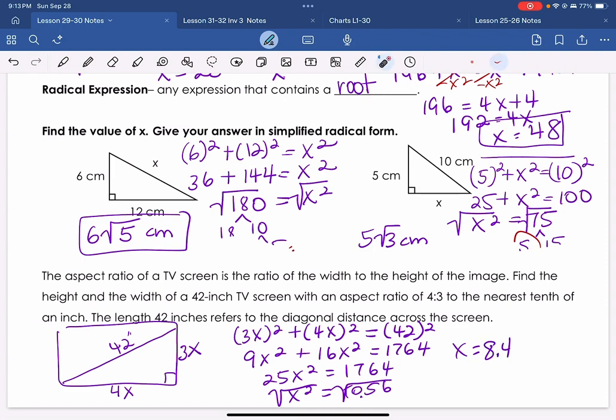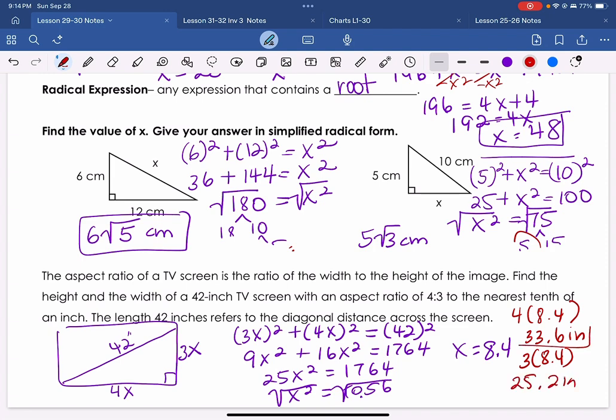Now don't be tempted to circle this because they didn't ask for x, did they? They asked for the dimensions. So we have to plug this back into both of those to find our final answer. Okay, I'll do that in a different color. 4 times 8.4 gives us 33.6 inches, so there's one answer. And then 3 times 8.4 is equal to 25.2 inches. So that's our final answer. Those are the dimensions. Where does it say again? It says find the height and the width. So that's what we've done right here.